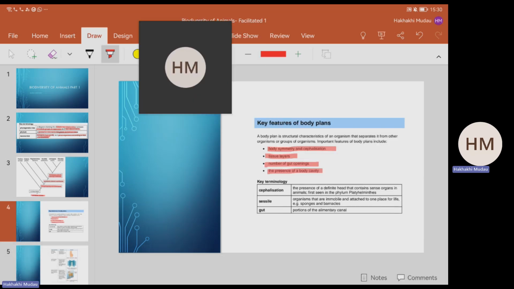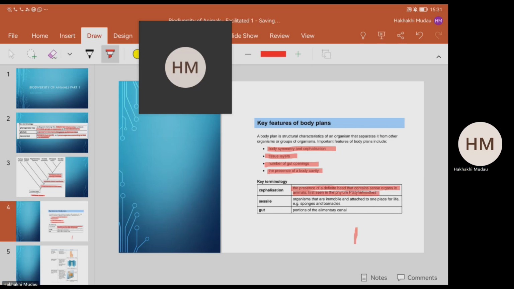And then when we talk about cephalization, cephalization is when an organism has a definite head, and that definite head contains what? It contains sense organs, which is first seen in the phylum Platyhelminthes. And as I mentioned yesterday, once we know that cephalization starts in the phylum Platyhelminthes, then the rest of the organisms after phylum Platyhelminthes are automatically going to have cephalization. So this is just to help you remember that cephalization starts in phylum Platyhelminthes and to help you memorize.